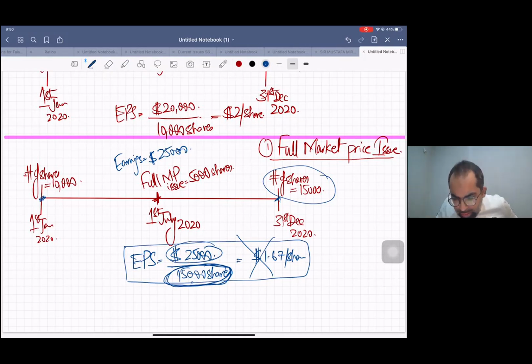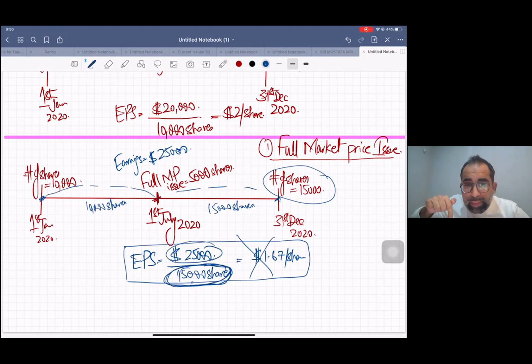So do you think that these 15,000 shares were outstanding throughout the whole year? The answer is no. In the first six months, only 10,000 shares were outstanding. And in the last 6 months, yes, 15,000 shares were outstanding. Yes or no? So this working is wrong. That is the first logic.